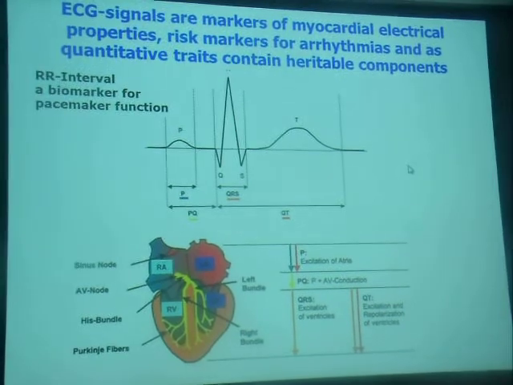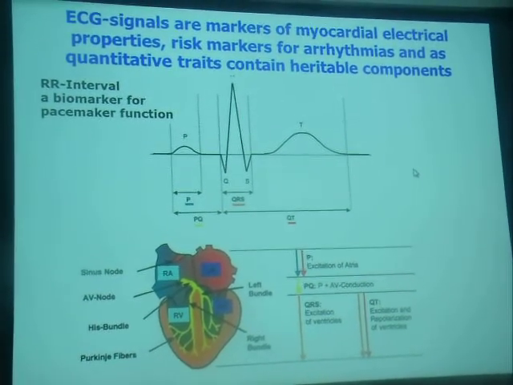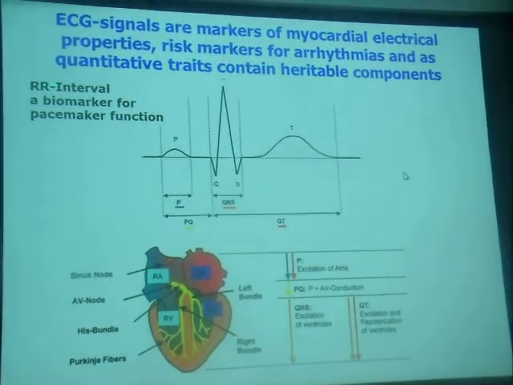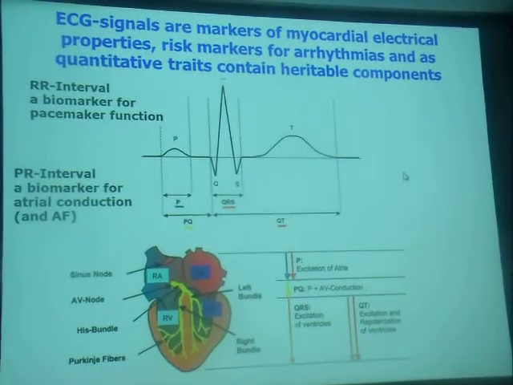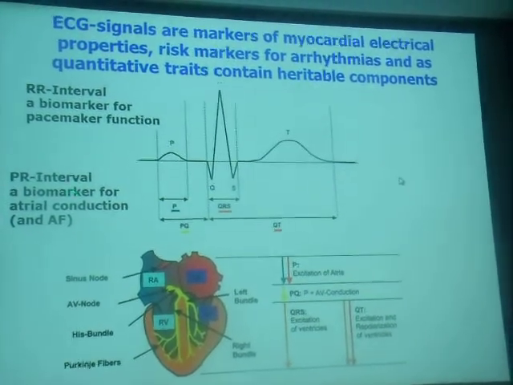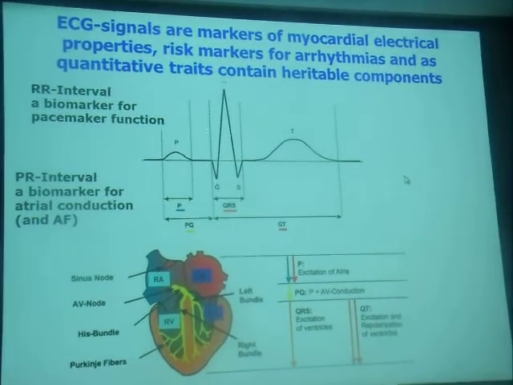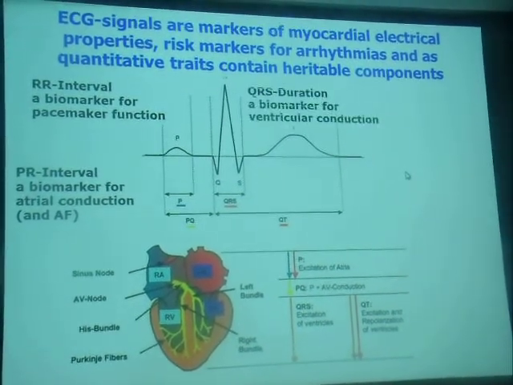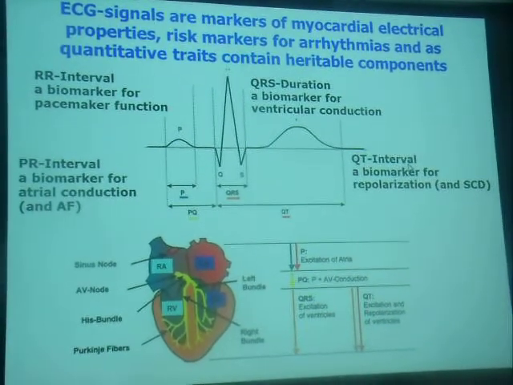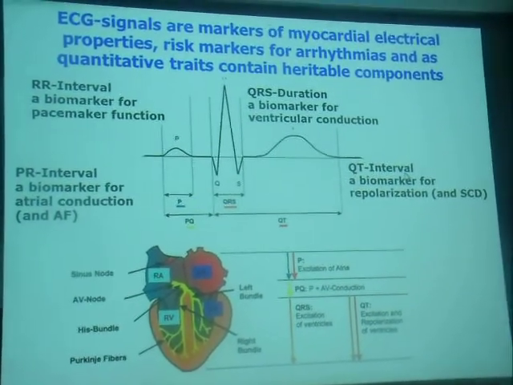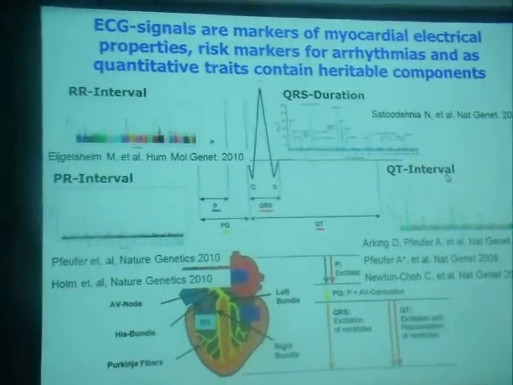You can dissect the components of the ECG in a very simplified way: the RR interval as a biomarker for pacemaker function and heart rate, the PR interval as a biomarker for atrial conduction, also an endophenotype or risk marker for atrial fibrillation, the QRS duration for ventricular conduction, and the QT interval as a biomarker for repolarization that has also been linked to cardiac death.